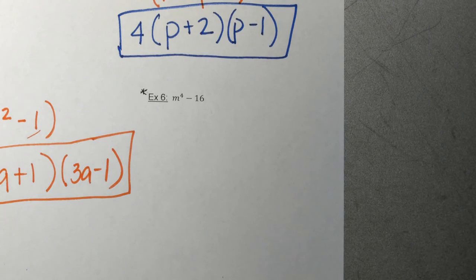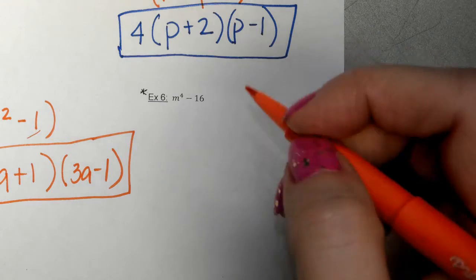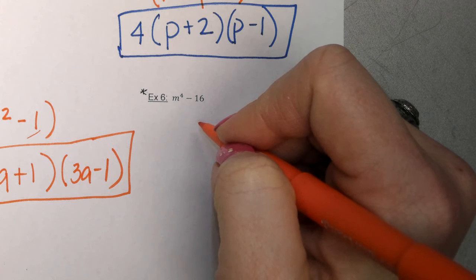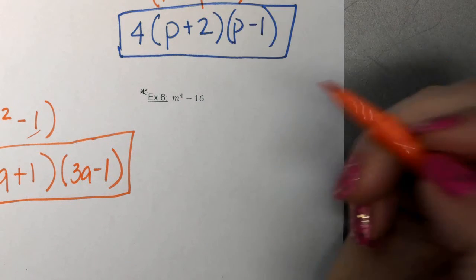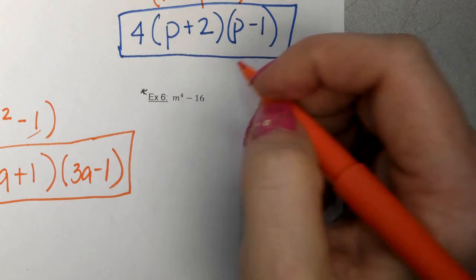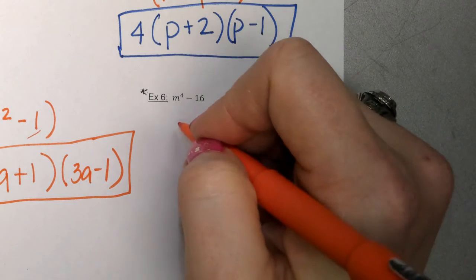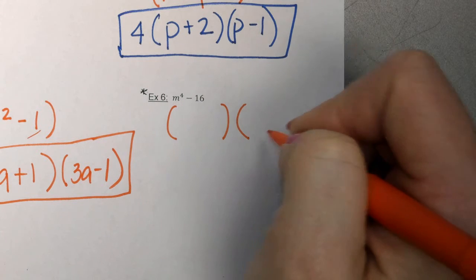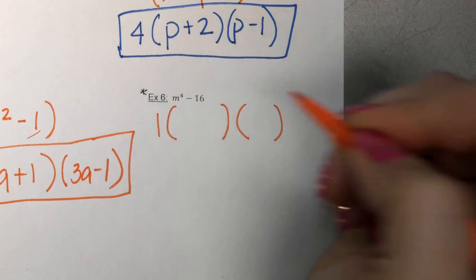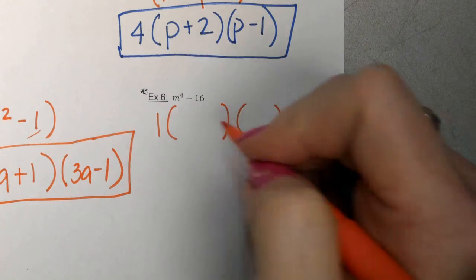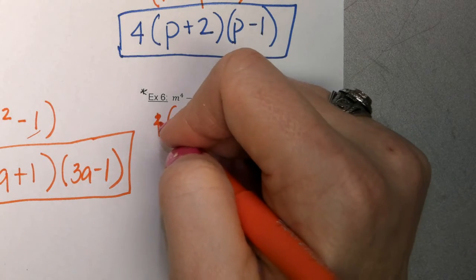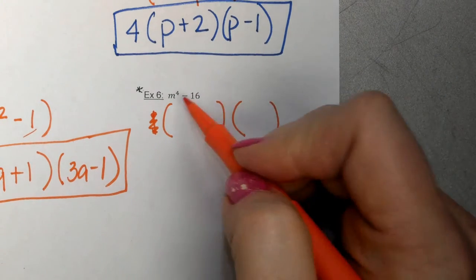Okay, last, let's do number 6. Can we factor anything out? No, we cannot. There's nothing to factor out. We could factor out a 1, but that's pointless. I mean, we could put a 1 there if you want, it's just going to be the same on the inside. So let's not have the 1 there, and let's just factor this.